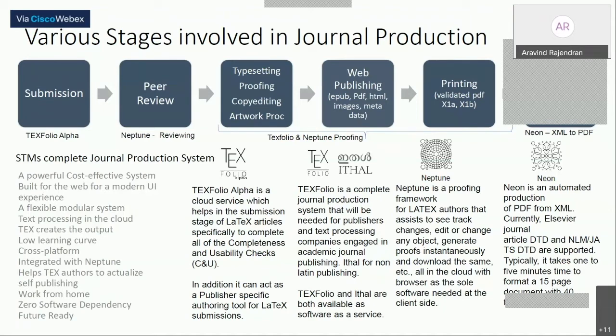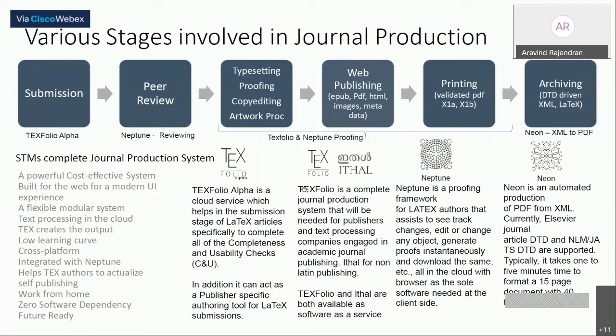Now, the next stage is the peer review stage. Here we have a system called the Neptune reviewing system. Neptune already has a system called the author proofing system. This is an offshoot of the Neptune author proofing system itself.